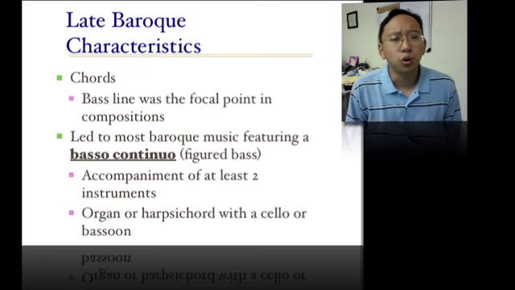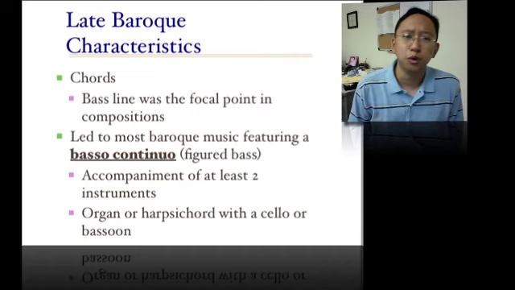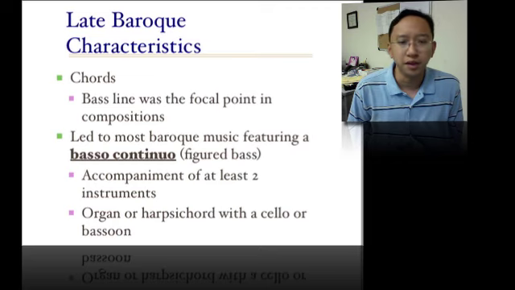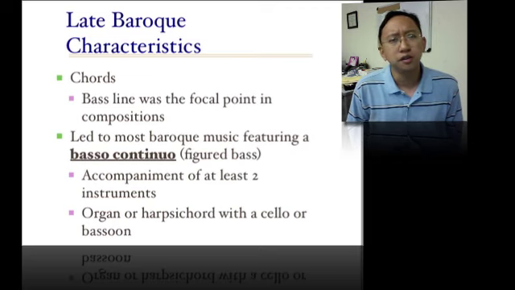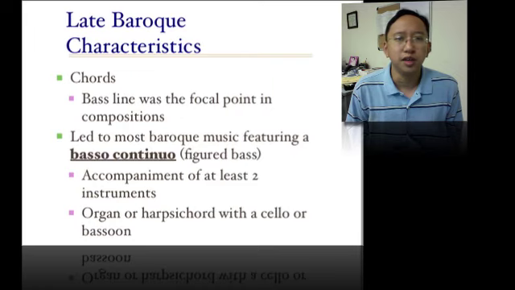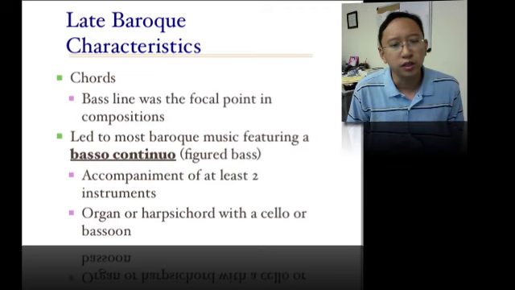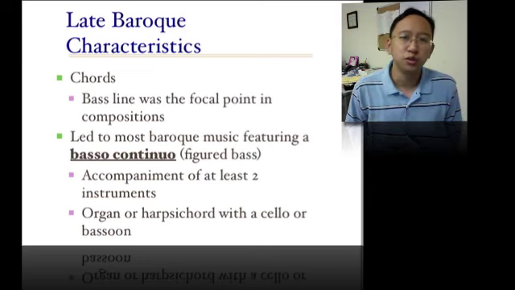A lot of times the chords, the bass line was the focal point of the compositions, and this led to most of the Baroque music featuring what we called a basso continuo, a figured bass. This is actually kind of like the Baroque equivalent of what you might see in a rhythm section in a jazz band, where there's an accompaniment of at least two different instruments, where the organ or a harpsichord in most cases was accompanied by some type of bass instrument such as a cello or bassoon.